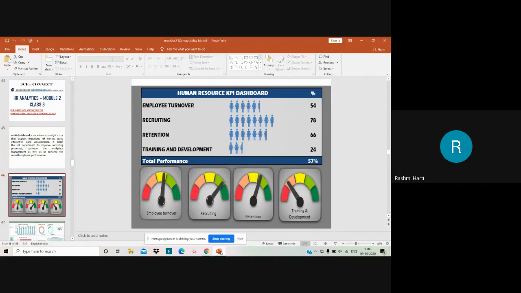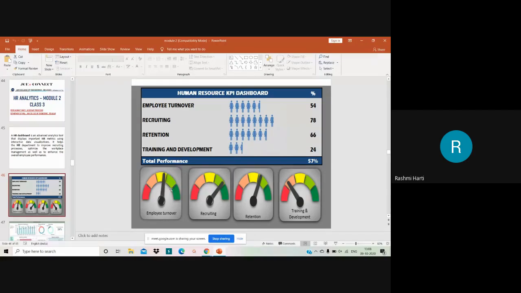Now coming on to how it looks. This is how the HR dashboard looks. If you could see here, the employee turnover is 54%. So the overall summary it has calculated and given is 54%. Recruiting 78%, retention 66%, training and development 24%. So total performance is 57%. Here the same thing is depicted with the speedometer.